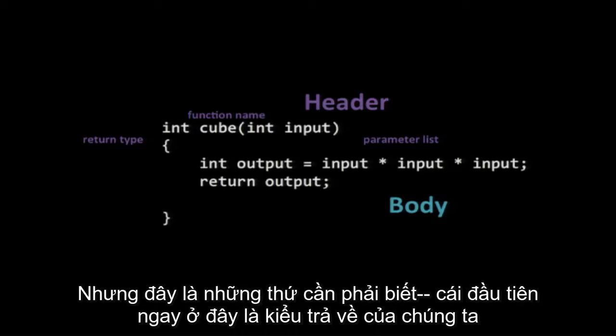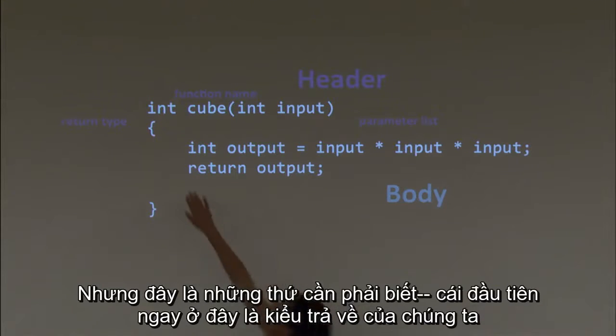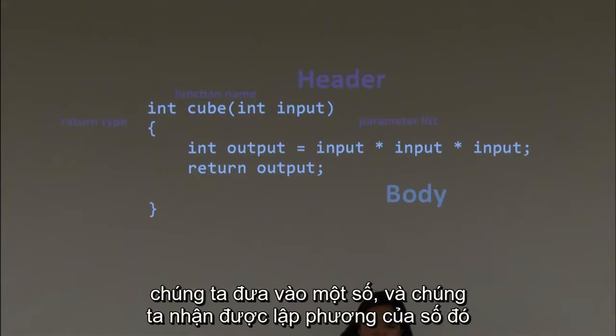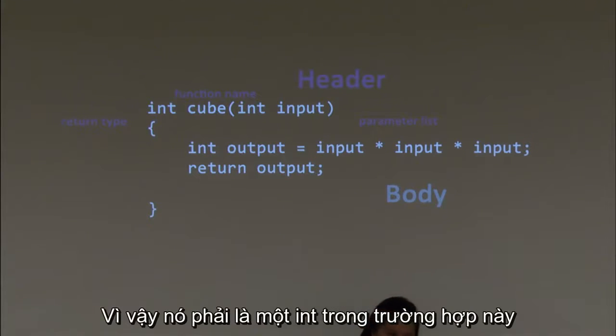But big things to know. The first one right here is our return type. This is talking about the output of this function. In this case, when we put in some number, what we're getting is that number cubed. So it should be an int in this case.